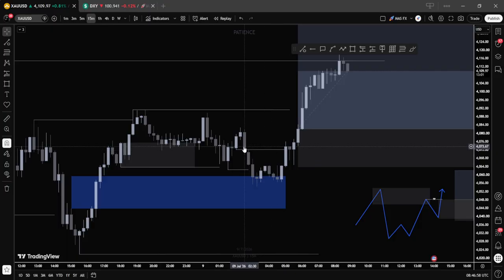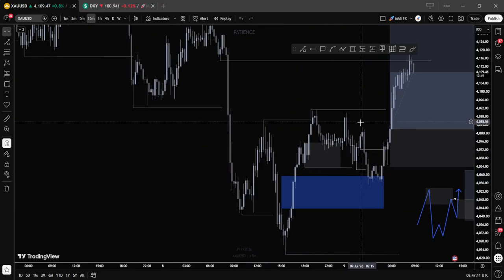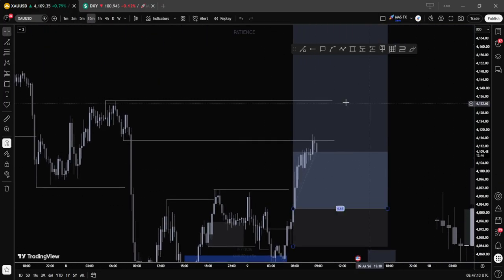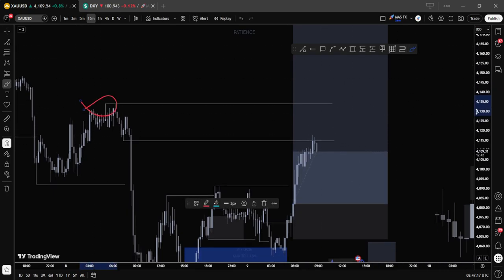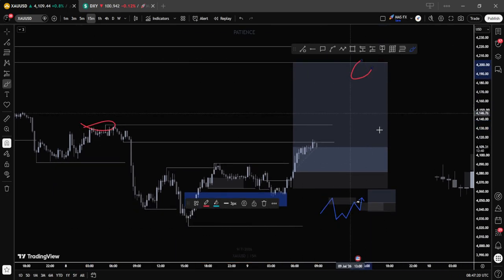Price came in, took out liquidity above the structural level. We had a reaction to the downside, and then we had a closure above. That's where I took my entry. Stop loss below the liquidity point, and my target is either this high, this liquidity high, or the overall high.